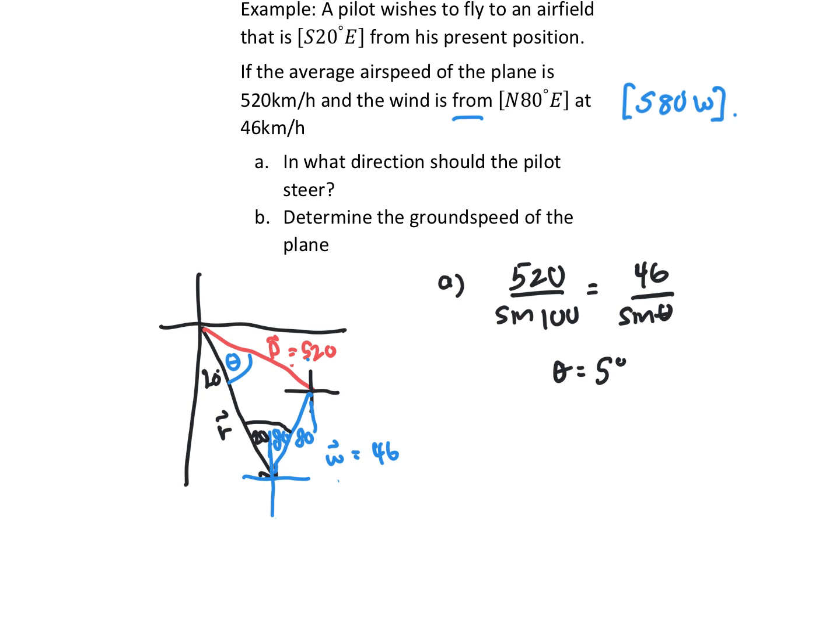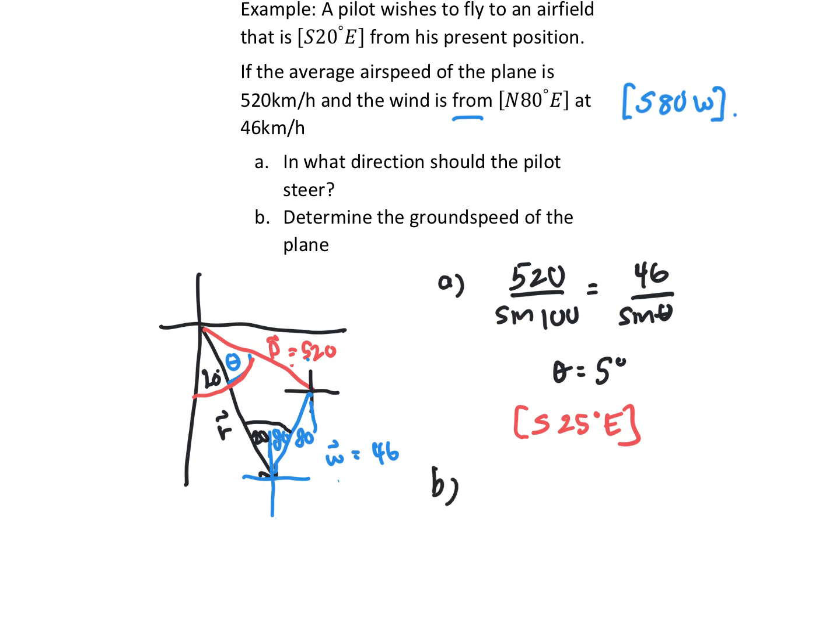So the direction that we want to head the plane, you'll see the red line is the resultant. That's the plane. That's the direction we want to head the plane. So we want to go this direction, which is 20 plus 5. So we want to head the plane south 25 degrees towards the east. Now that we have that, we can do part B, which is the ground speed.